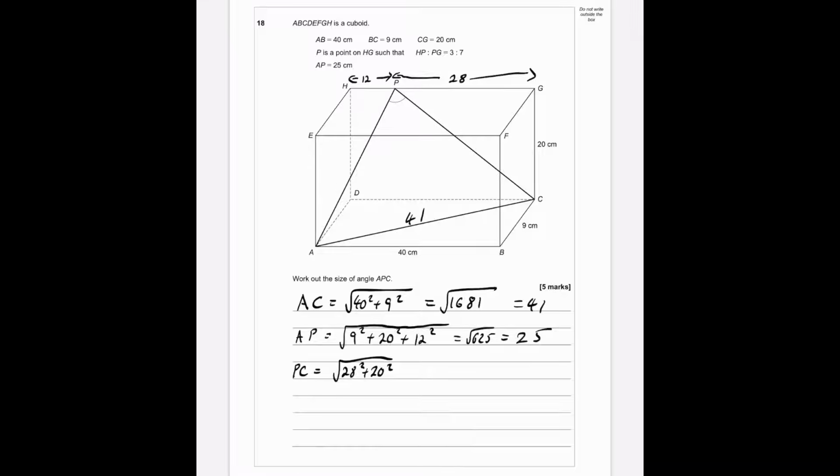Lastly, we need P to C. Well, P to C sits on the back face of the cuboid. We've got P to G being 28, and we've got G to C as 20, so Pythagoras on that gives me a simplified 4 root 74.